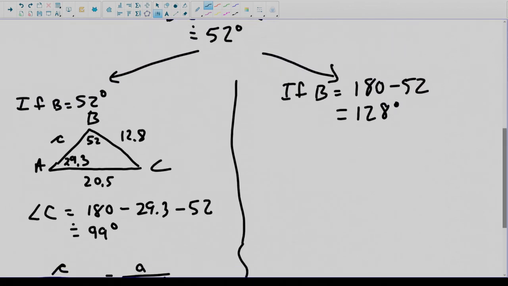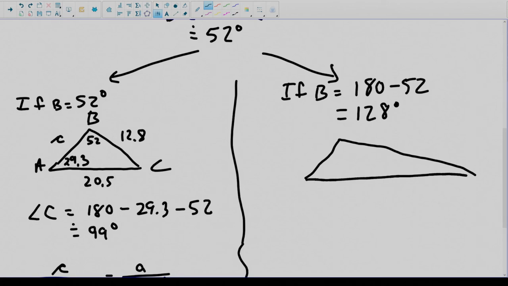Now we'd have to look at the second solution to the ambiguous case. So if I draw this picture, now B is equal to 128, so I'm going to exaggerate that. So we'd have 20.5 down here. We'd have 12.8 here. This would now be 128 degrees.